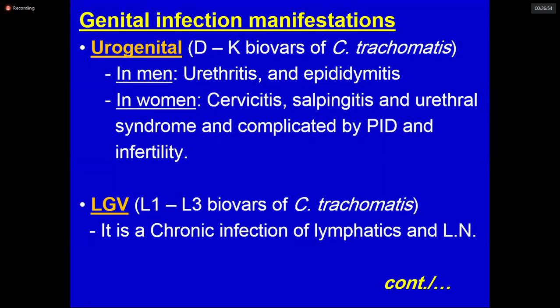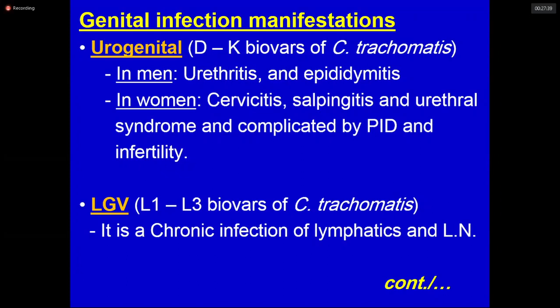Genital infection manifestation. We are not going to speak more about conjunctivitis because you will deal with it in ophthalmology later on, but just it can cause trachoma. Our main subject today is about UGS. So urogenital by biovars D to K. In men can cause urethritis, epididymitis. So if you have a patient with epididymitis, you should think about Chlamydia trachomatis. And this you will deal with, inshallah, with your clinical training in the future.